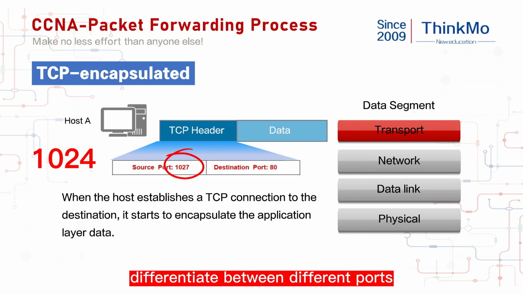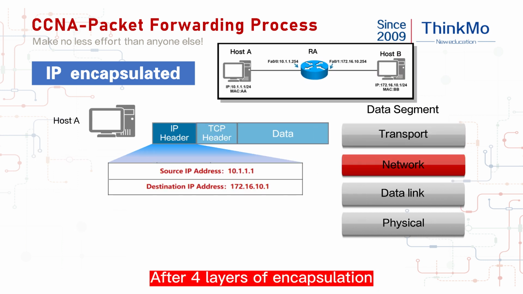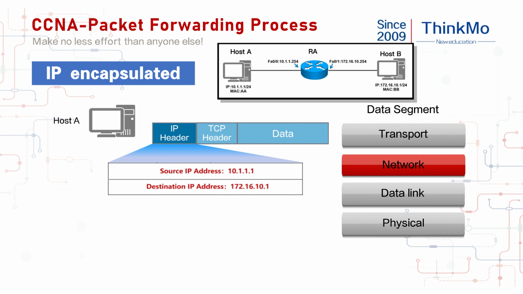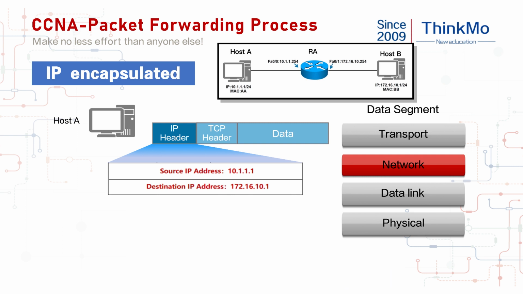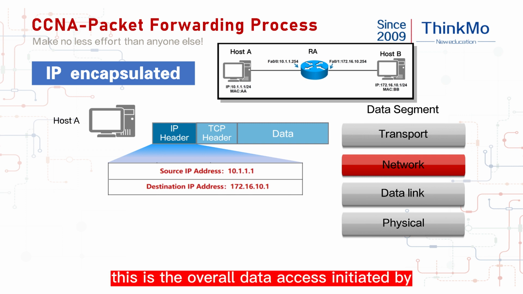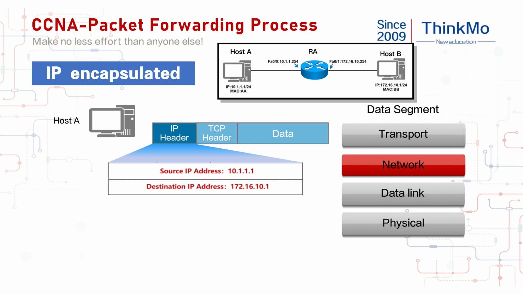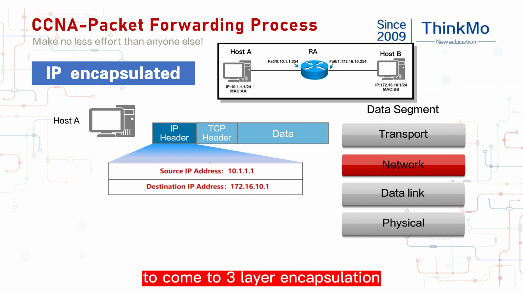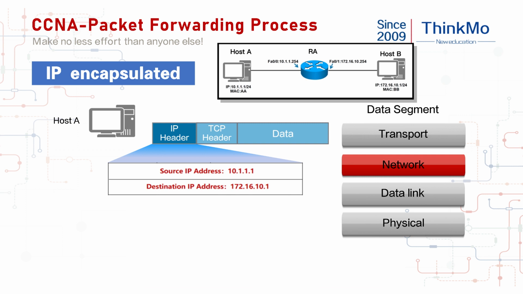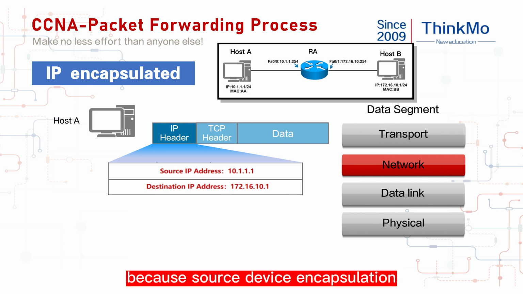Differentiate between different ports. After 4 layers of encapsulation, start encapsulating 3 layers. Let's take a look at its content. I'll take a screenshot of this picture. This is the overall data access initiated by the device. Now the 4 layers of encapsulation are complete. Coming to 3-layer encapsulation, because source device encapsulation is from top to bottom.